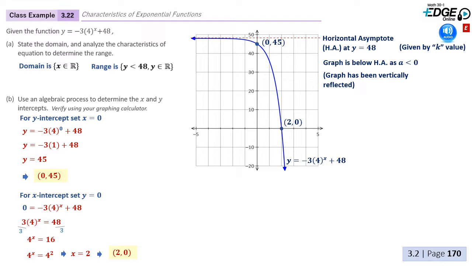Our x-intercept is found by isolating the power term and determining which power on 4 is equivalent to 16. Here we find it to be 4 squared, so our x-intercept is at 2. You can confirm all of this with your graphing calculator, but again, a strong algebraic understanding and conceptual understanding of how exponential functions work will definitely serve you well.